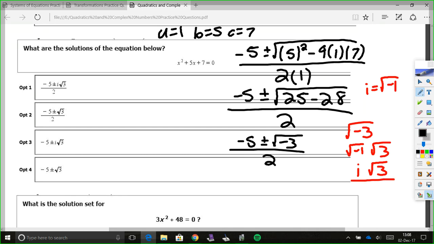So let's go ahead and put that back in our equation. So we have negative 5 plus minus i square root of 3, right? Because that's what we changed. We converted this into that. And then, of course, we still have over 2. And there's no more that we can simplify. That's it. So there's our final answer.